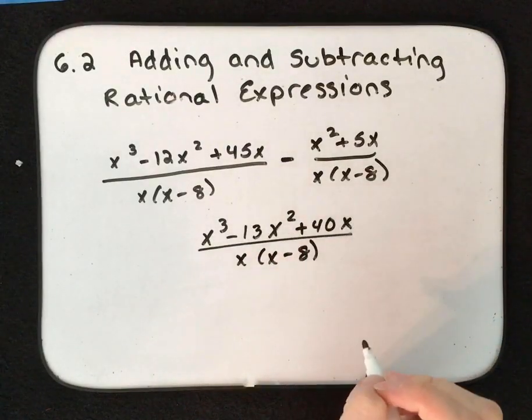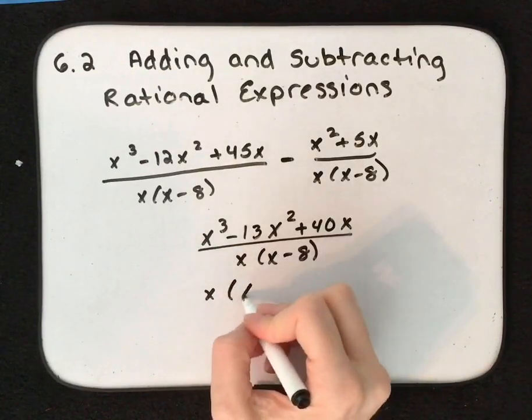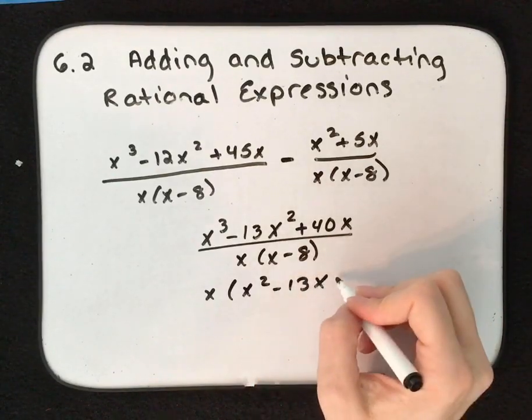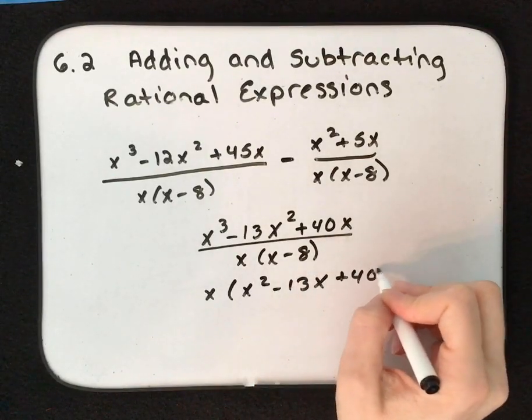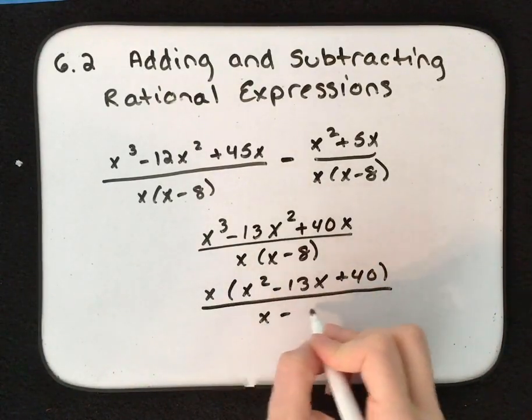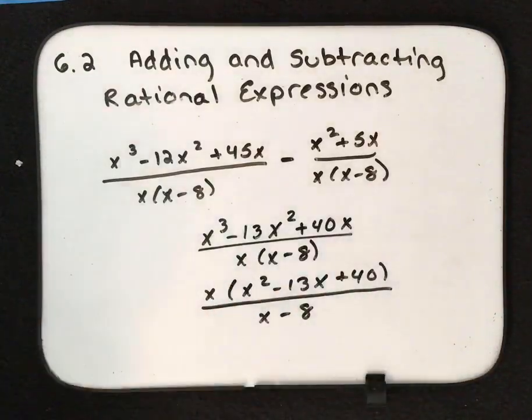Well, look at that numerator. Let's clean that up a little bit. We can factor out an x, and that'll give us x squared minus 13x plus 40 all over x minus 8. Well, let's see if we can clean it up a little bit more.